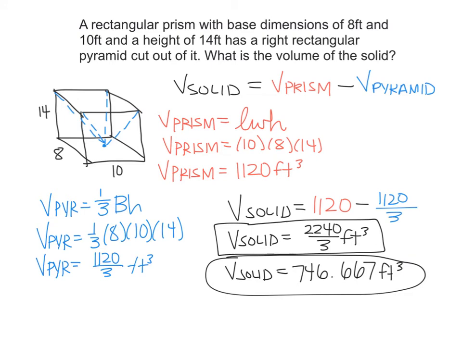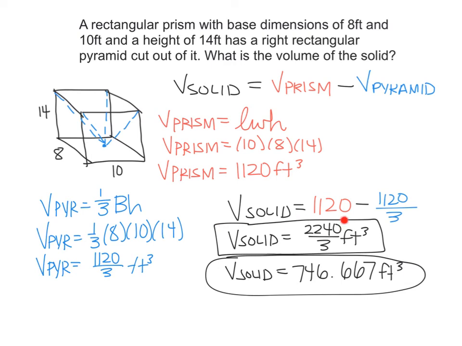Okay, so as you can tell here, I have my volume of the solid. I take the volume of my prism, which is 1120, and I'm subtracting out the volume of the pyramid, which is 1120 over 3. Now, when I subtracted these, I ended up multiplying 1120 by 3 to get a common denominator, and then I subtracted away this much. So I was ending up with 2240 over 3 feet cubed, and I know that 3 doesn't go into 2240. And so I end up with a decimal.